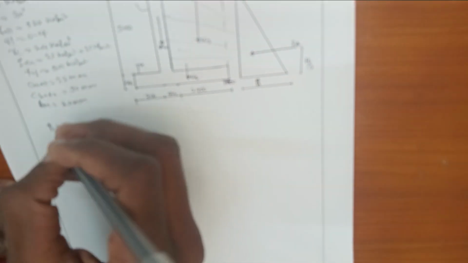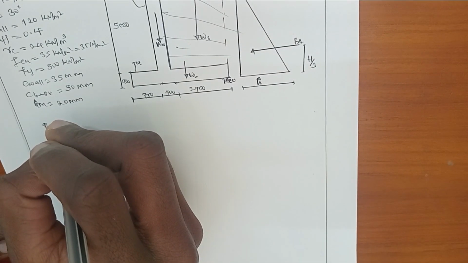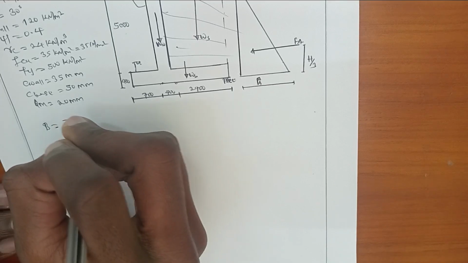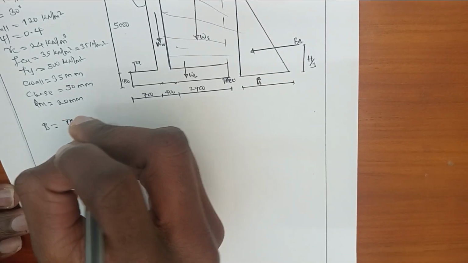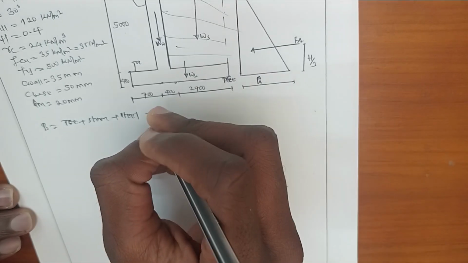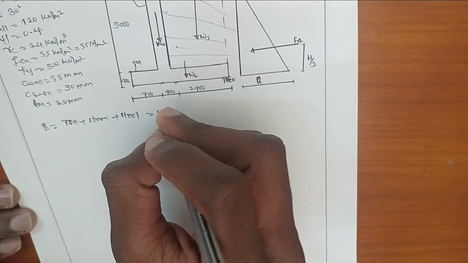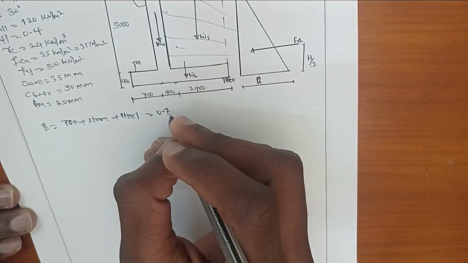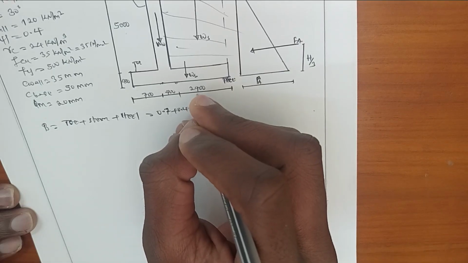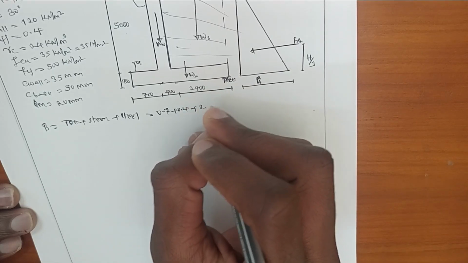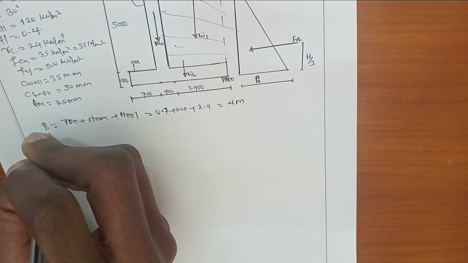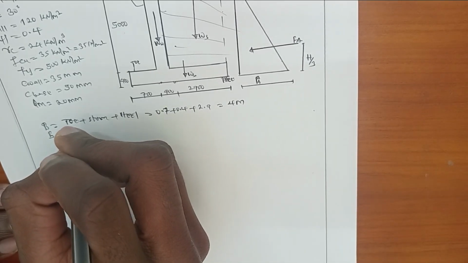Now, the width of the base is obtained by taking the toe width plus the thickness of the stem plus the width of the heel. Toe width is 0.7 meter. This is 700 millimeter divided by 1000. It will be equal to 0.7 meter plus 0.4 plus 2.9 meter, which makes the total width of 4 meter. So the width of this cantilever retaining wall is 4 meter.